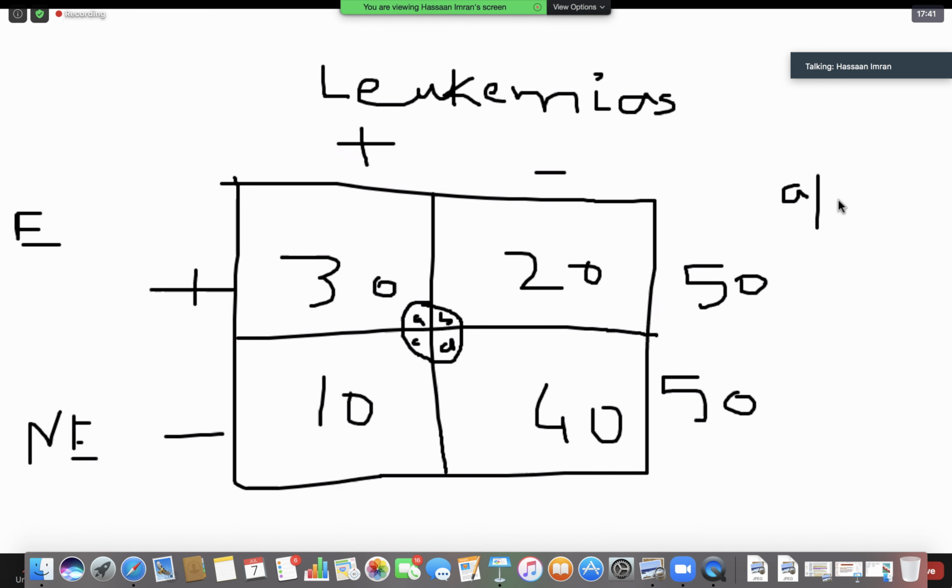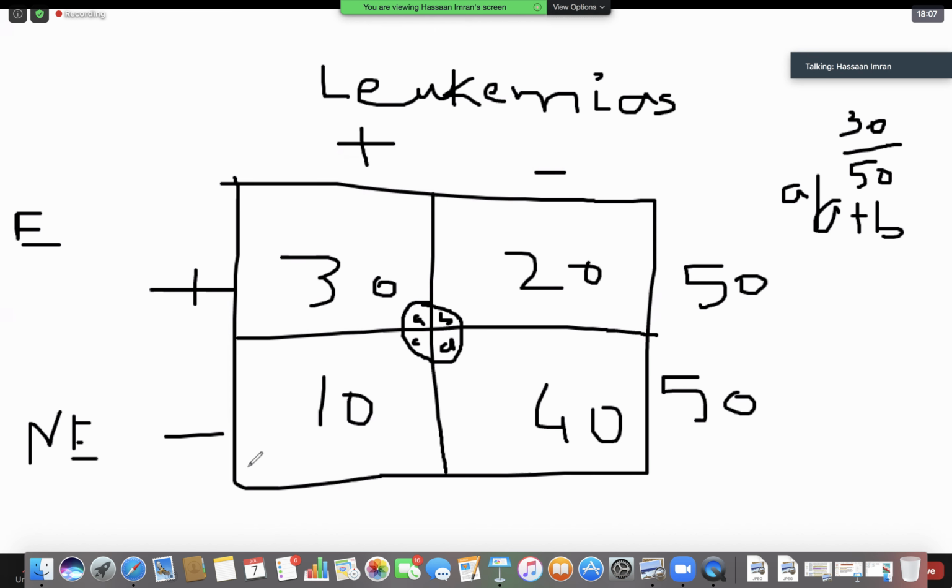A over A plus B. That is what incidence among exposed is. Now the total population is written in the denominator, so that would be 50, and those who develop the disease, that would be 30 divided by 50, isn't it? So that would give us incidence among exposed.